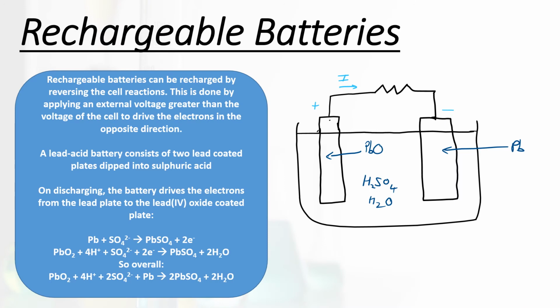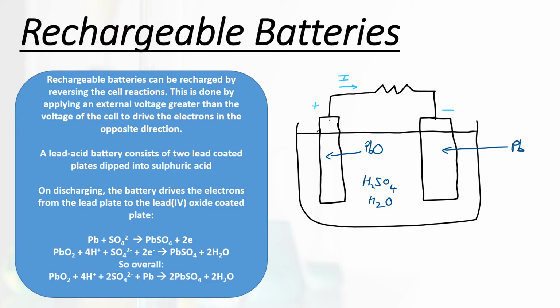Now we can start to look at rechargeable batteries. So we looked in a previous video at how we could work out the feasible direction for an electrochemical reaction. And the feasible reaction is where we have our electrons flowing from negative to positive, the more reactive metal to the less reactive metal. But rechargeable batteries can be recharged by reversing the cell reactions. So now we're moving in the non-feasible direction.